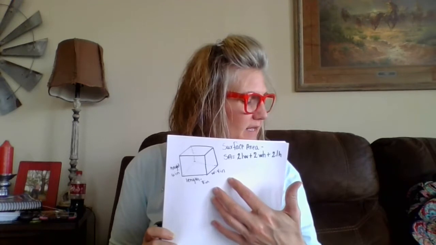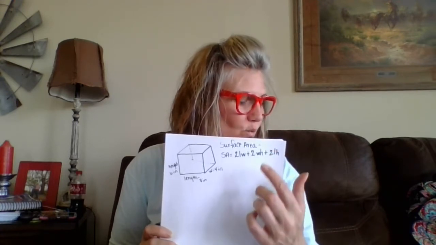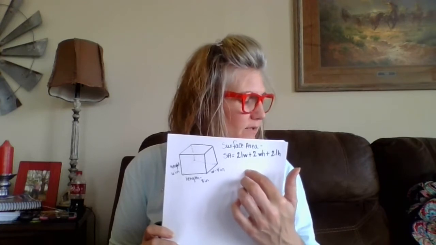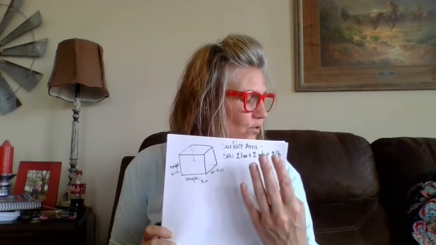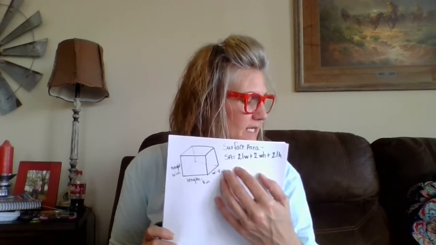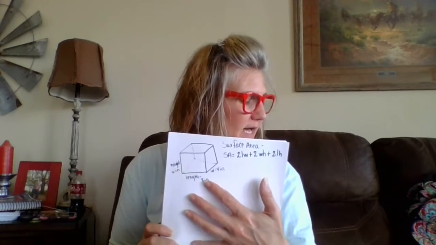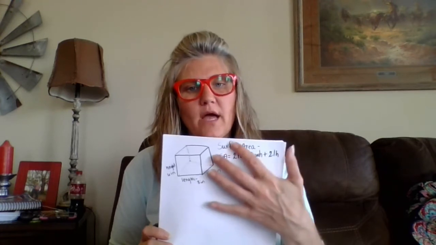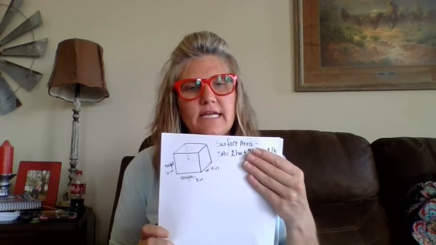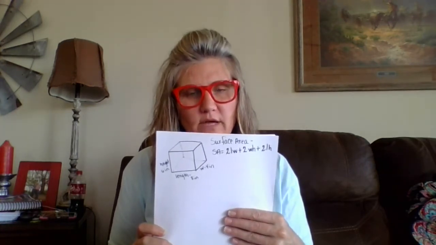The lateral surface area of a rectangular prism includes only 4 vertical faces. The 2 bases are not a part of the lateral surface area. The word lateral means side. So I'm going to show you the surface area and then I'll show you the lateral, okay?